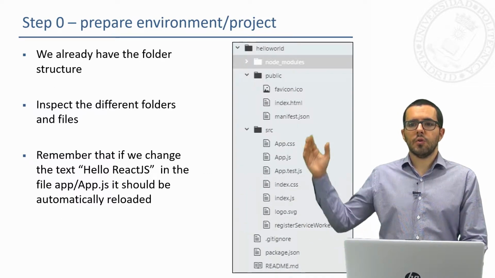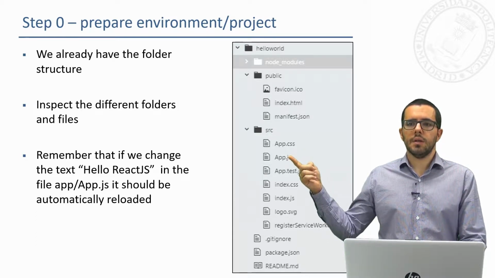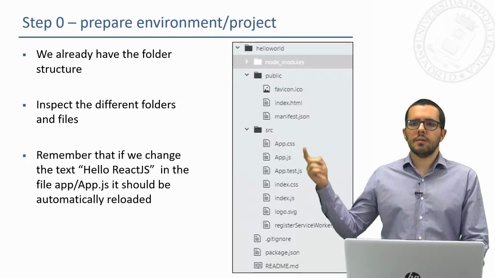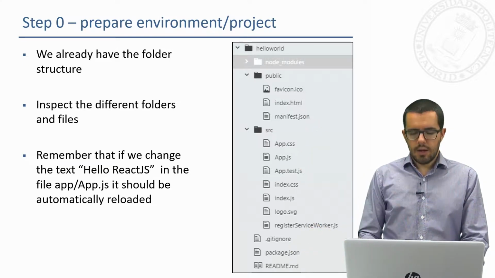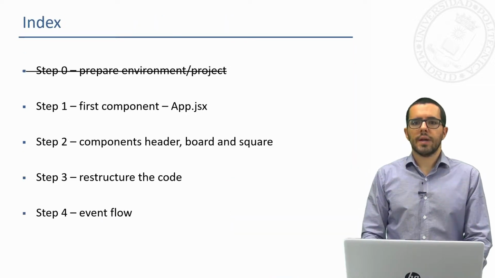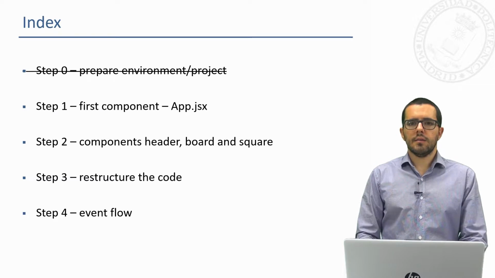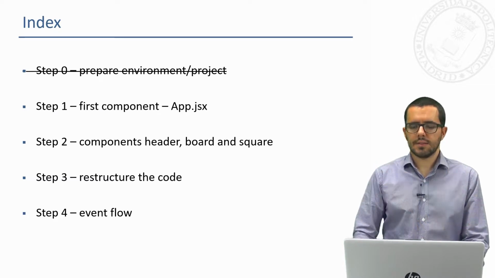We have this folder structure, and we can inspect the different files, for example, App with the first component, the static files in public, the package.json, and if we modify App.js, we get it automatically reloaded. Let's do it. Let's code.